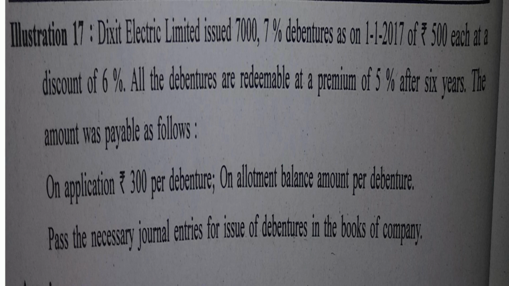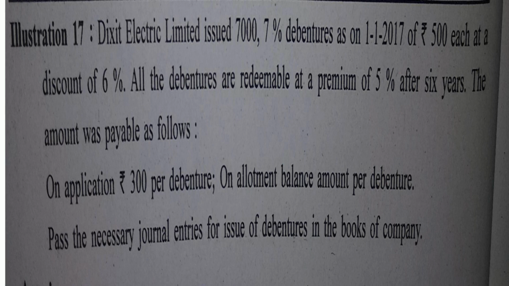Journal entry only for issue of debentures and not redemption. But which situation is this? The debentures have been issued at discount and are redeemable at premium. The second line says issued at 6% discount and redeemable at 5% premium after 6 years. The face value of the debenture is rupees 500.